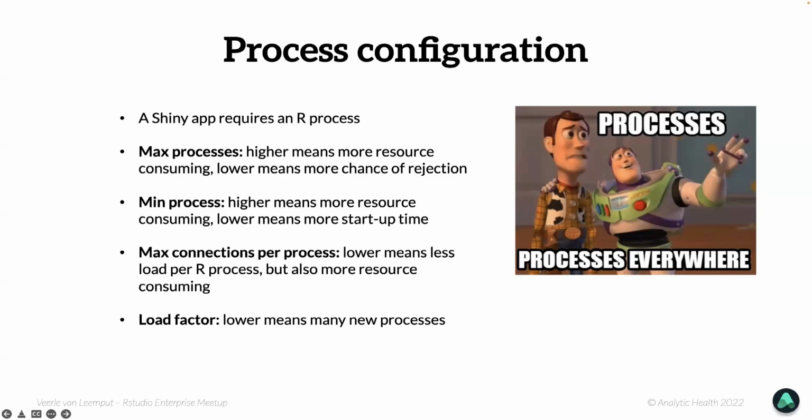But if you have the minimum number of processes set, it means that there's always an R process running for your application, meaning that the startup time will decrease drastically, because, and that's the downside of building a Shiny app, the R process needs to be started up. So besides loading your app, it also needs to load an R session.